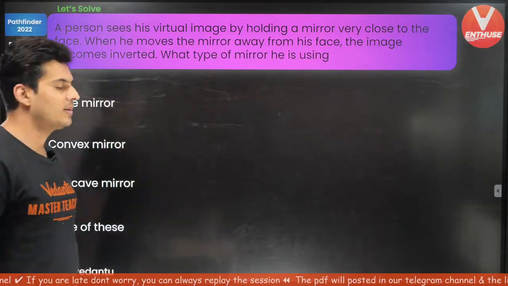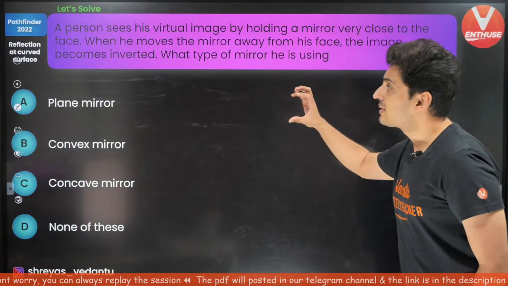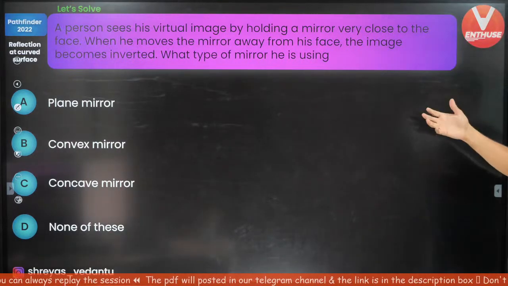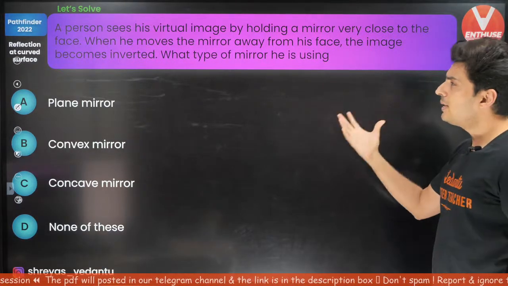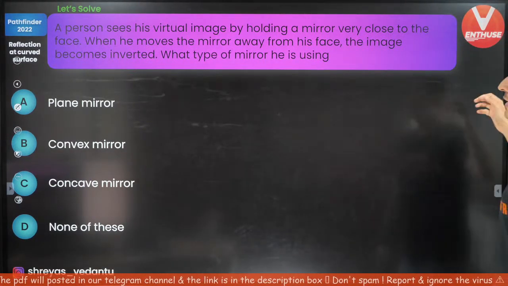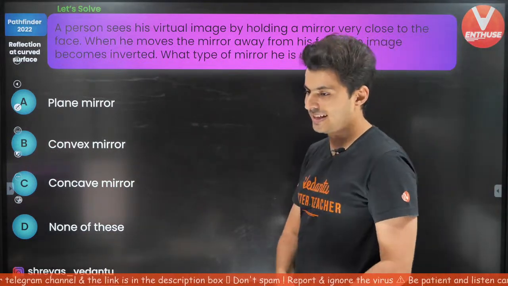Alright, let's see if we can solve this question coming up on your screen right away. There is a person, he sees his virtual image by holding a mirror, and it is very close to the face. When he moves the mirror far away from his face, the image becomes inverted. What kind of mirror do you think he is using?